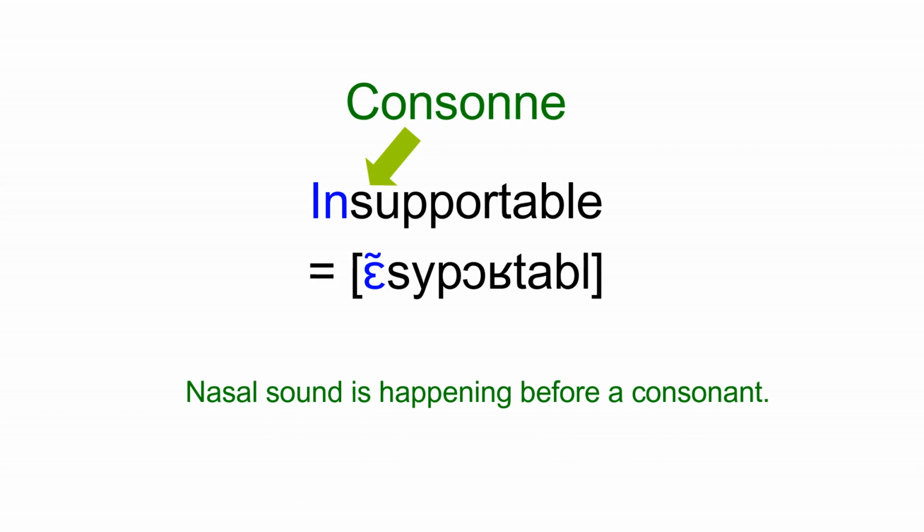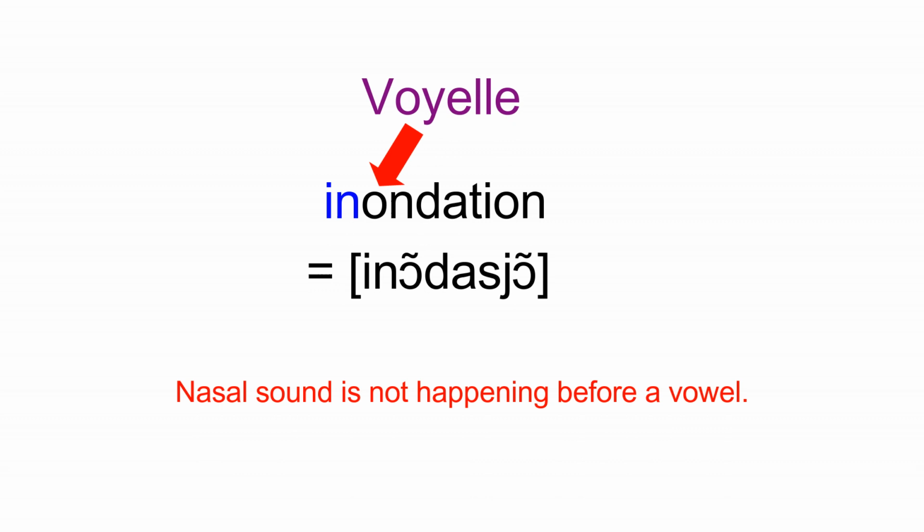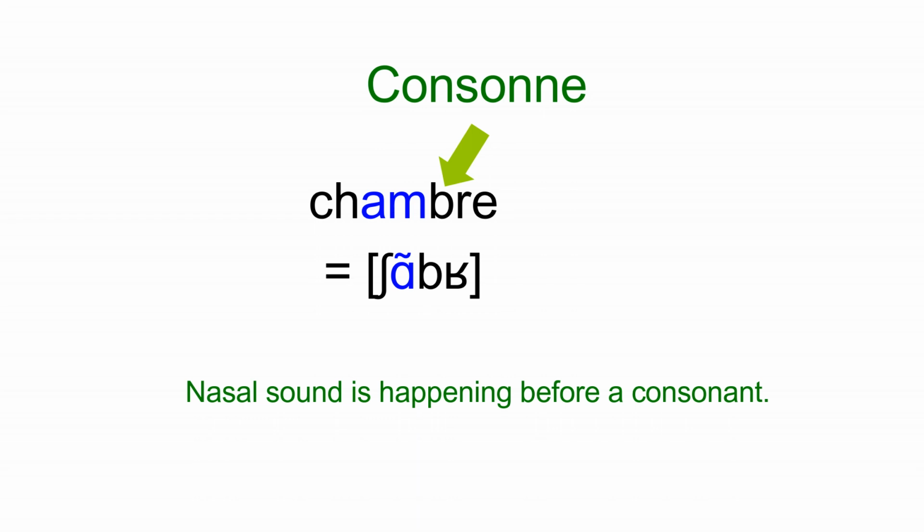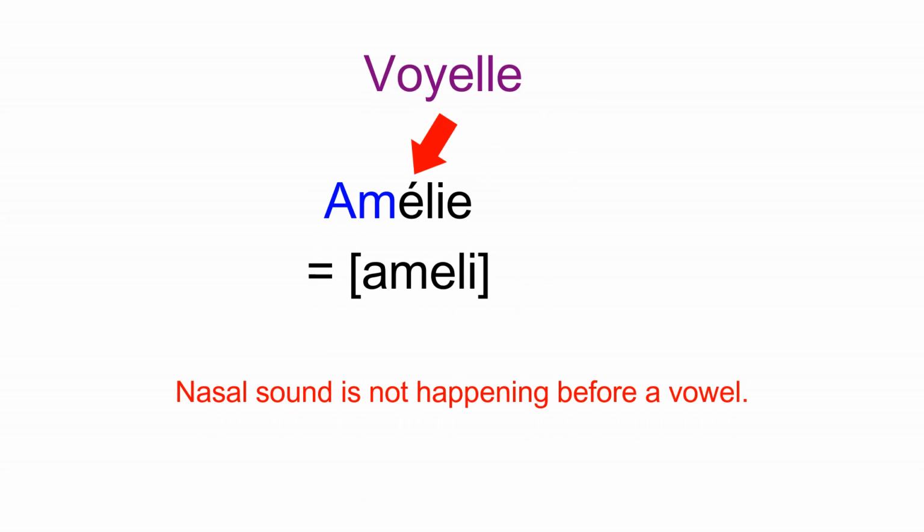Insupportable. Here, IN is not followed by a vowel, so we are pronouncing the sound in. But as for inondation, the vowel O came immediately after the nasal combination IN. So we are not pronouncing the nasal sound in, but we are pronouncing the sound of N. Chambre. Here, after AM, we cannot see any vowel, so we are pronouncing the nasal sound as it is. But as for Amélie, we can see after AM there is a vowel, E accent aigu. So we are not going to pronounce the nasal sound an, but we are going to pronounce the M as it is.